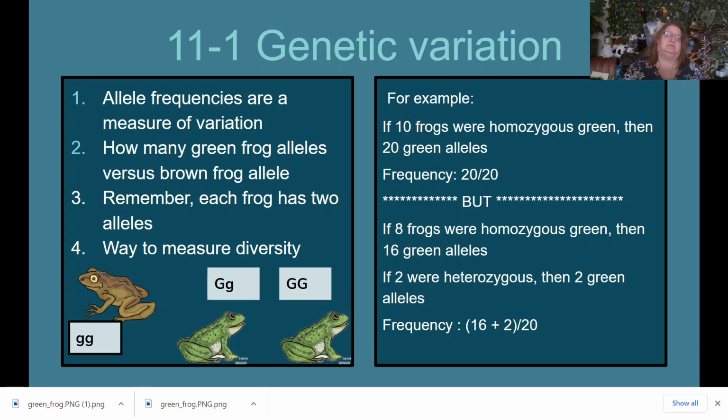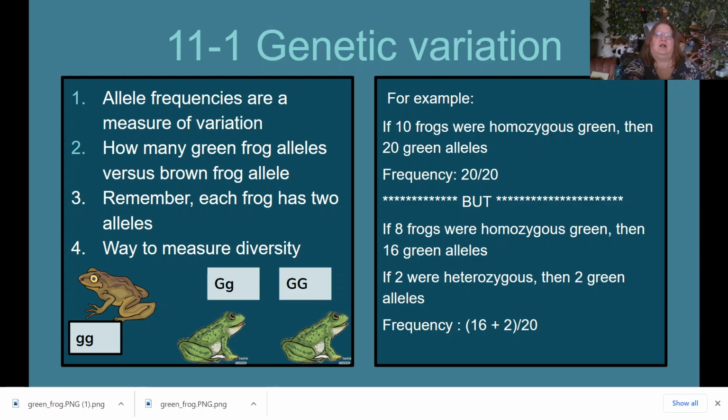So let's take the example of the frogs. How many green frog alleles are out there versus brown frog alleles? One thing to remember is that each frog has two alleles. You get one from mom, one from dad. Hopefully that's not a huge thing to remember. We just did this a few weeks ago.